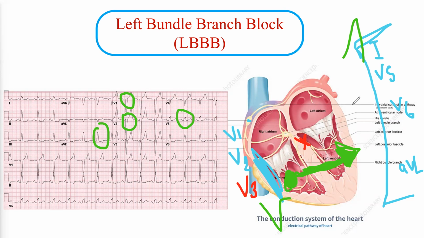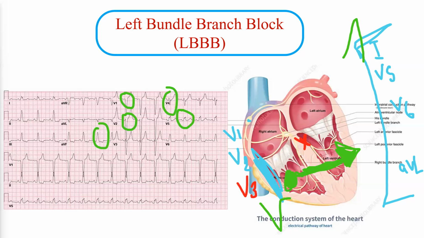And moreover, you will not see a normal R wave progression, in which the R wave is growing, growing, growing, and after that it equals the S wave at V4. This will not be seen here because simply the heart is blocked. The normal pathway is blocked, so the R wave progression is not seen.